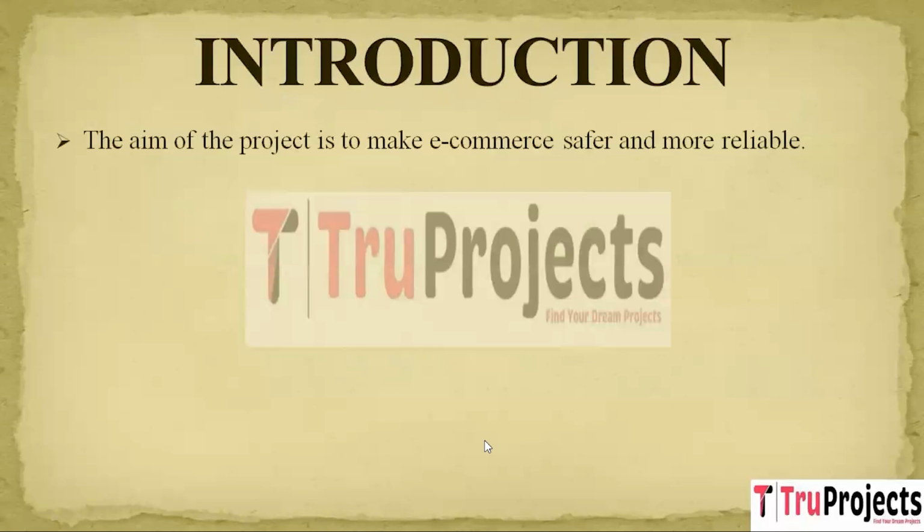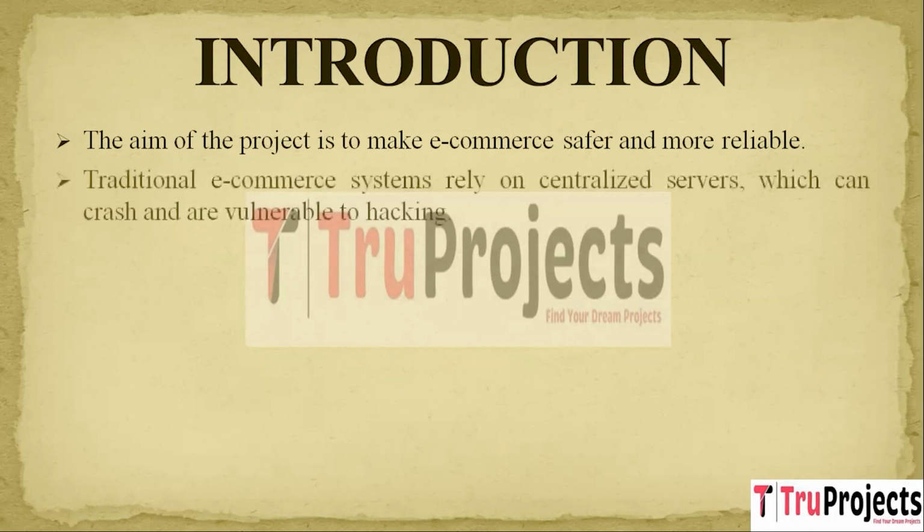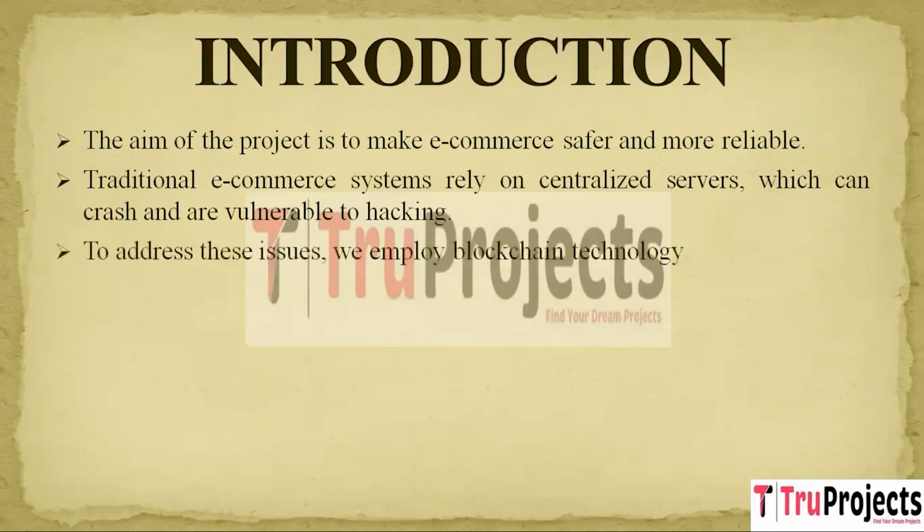Introduction. The primary goal of this project is to enhance the safety and reliability of e-commerce operations. We aim to overcome the vulnerabilities of traditional centralized e-commerce systems. Traditional e-commerce systems rely on centralized servers, making them susceptible to crashes and hacking attempts. These vulnerabilities can disrupt services and compromise data security. To mitigate these issues, we have chosen to implement blockchain technology.